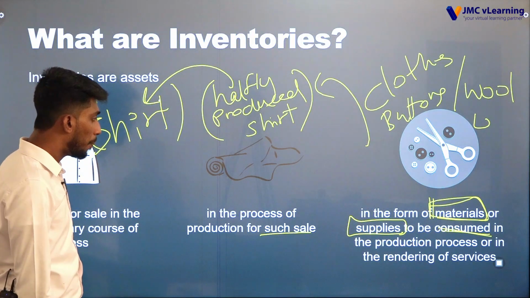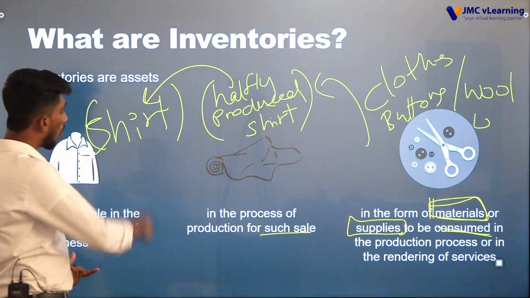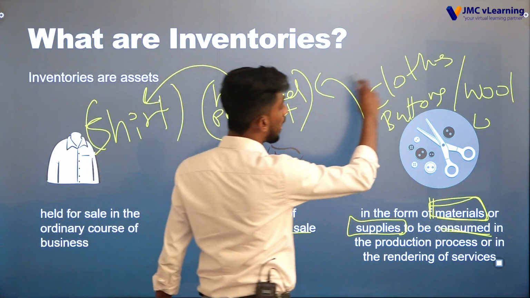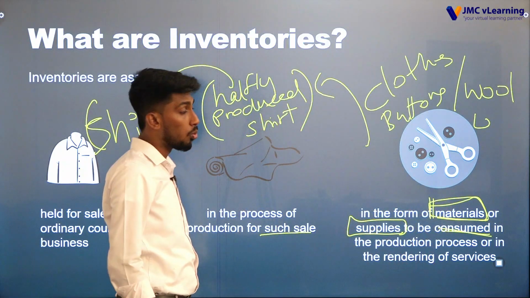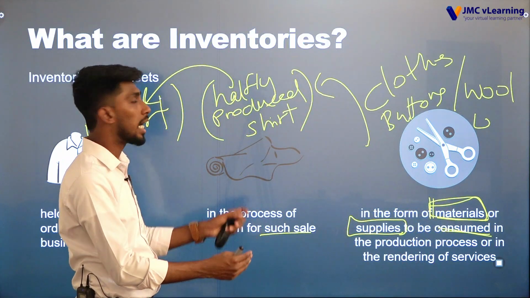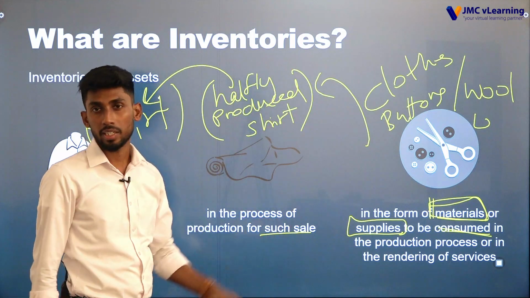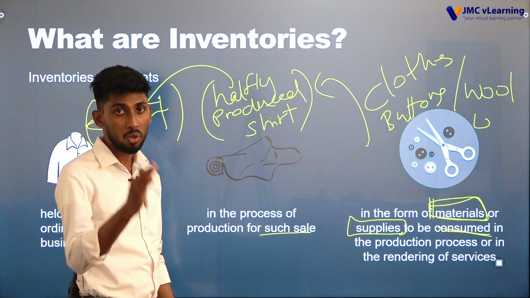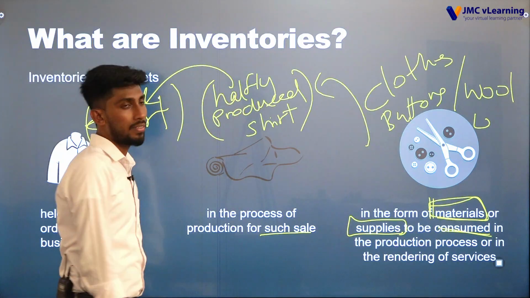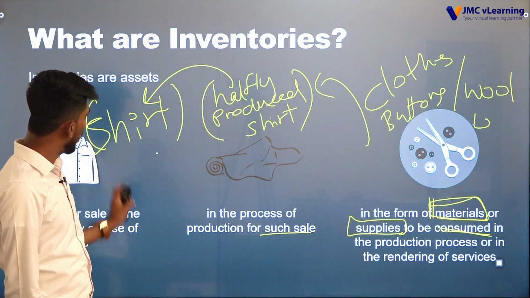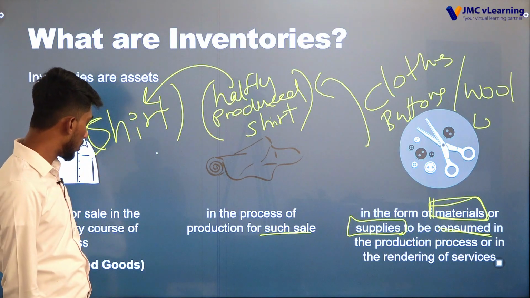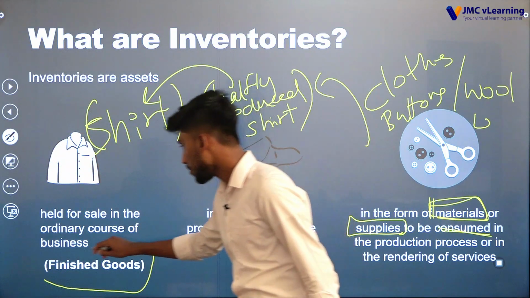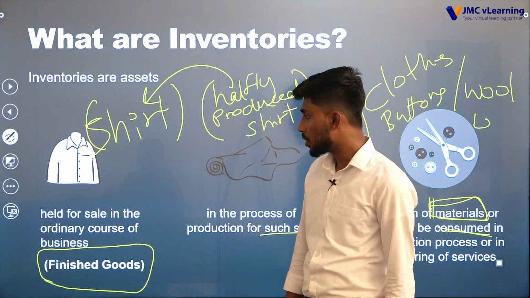Therefore, to make a sale in the ordinary course of business, some are in the production flow, some are in the materials. So all these three things are identified as inventories. So that's what an inventory is. Now, by looking at these three things, we can give three names. These are finished goods.